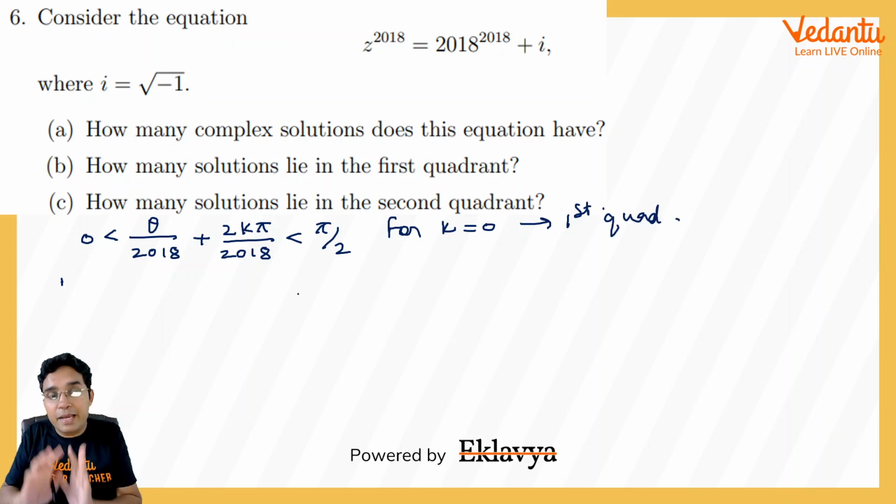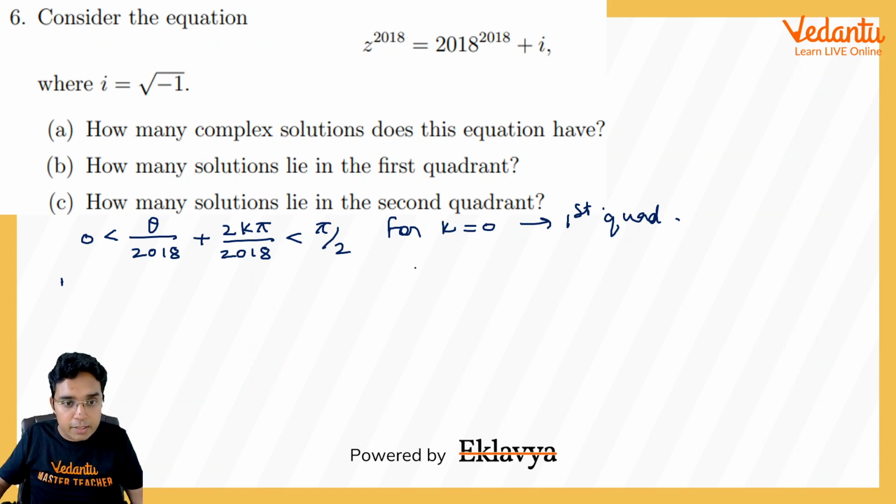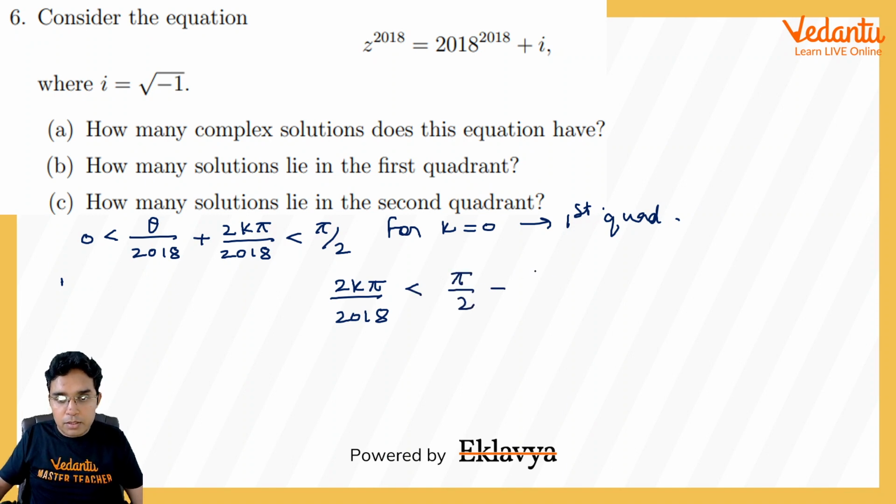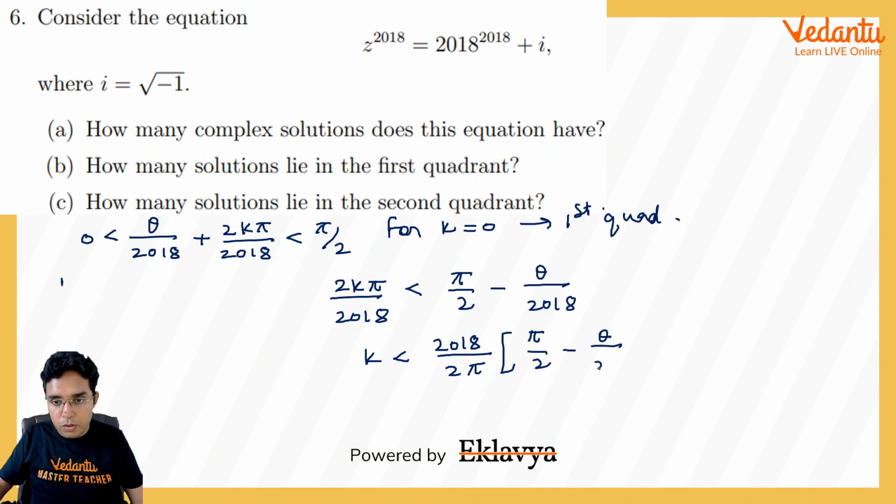Now let us check the maximum possible value of k for which we will still get the first quadrant. For that, we write 2k pi upon 2018 to be less than pi by 2 minus theta upon 2018. So k will be less than, multiplying by 2018 upon 2 pi, pi by 2 times that, minus theta upon 2018 times that. Pi cancels, 4 into 5s are 20, then 0 and then 4.5, minus this, where 2018 cancels, and theta upon 2 pi. That is what we get.